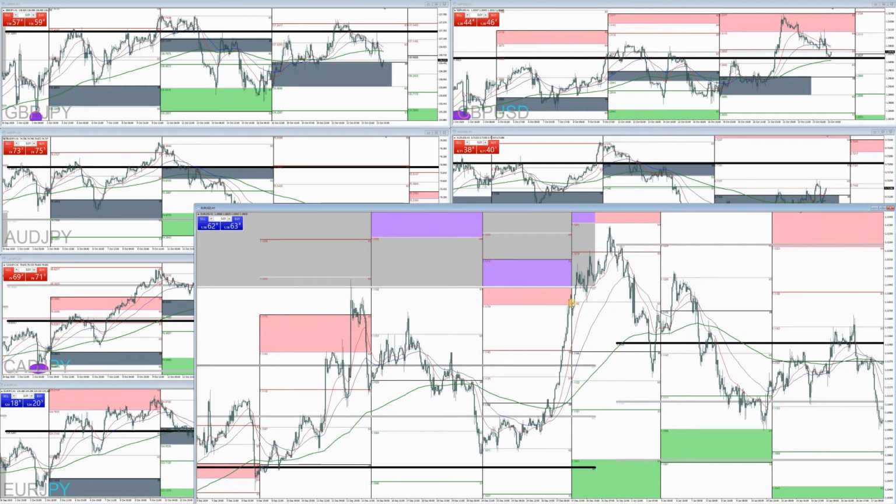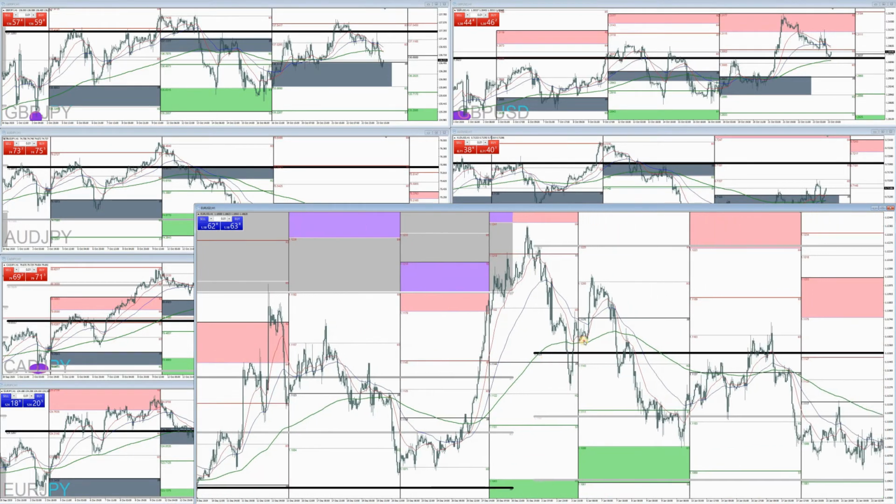Alright, very next weekly open would have been here. It would have been a sell, and then immediately hit our stop. Minus 43. Alright, this is an in-between week as well, keep in mind.